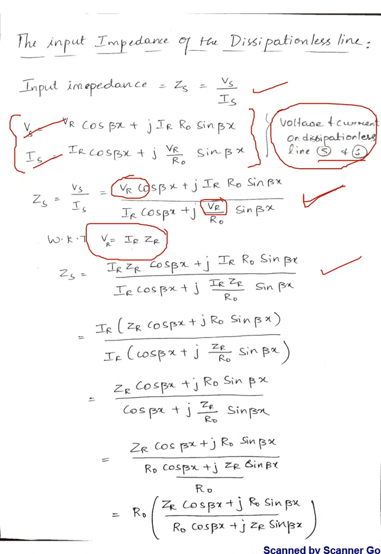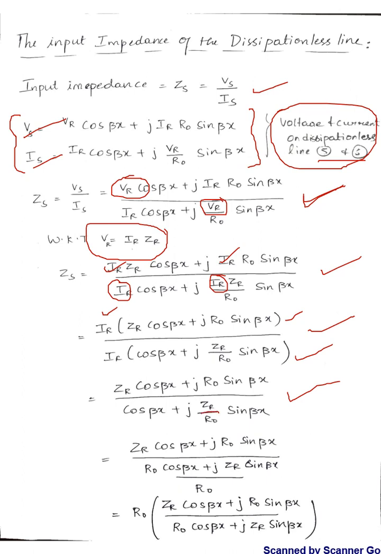After that, can you see I am taking Ir as common. I have Ir here and also I have Ir here. I'm going to take Ir as common and write the numerator alone. Similarly, I have Ir here and Ir here, taking Ir common in the denominator also and writing the denominator alone. Then I'm cancelling the Ir in the numerator as well as in the denominator and rewriting the equation again like this.